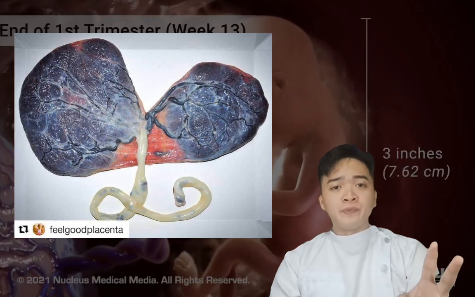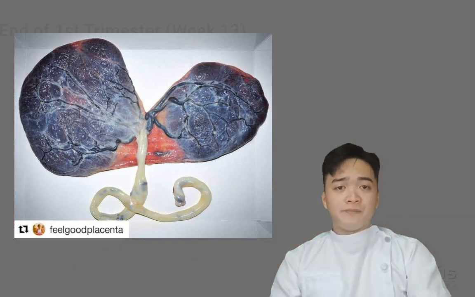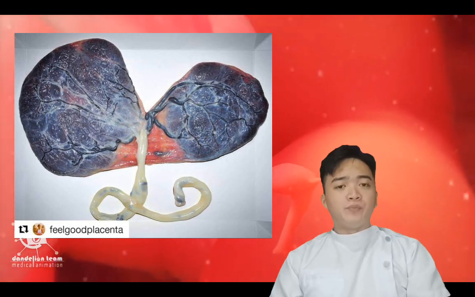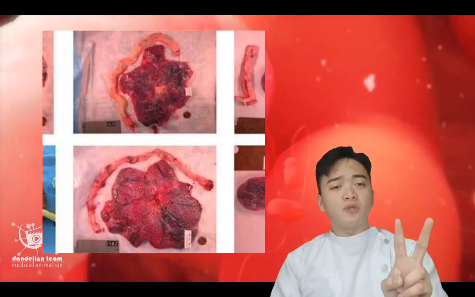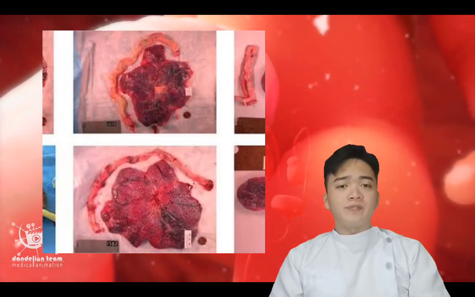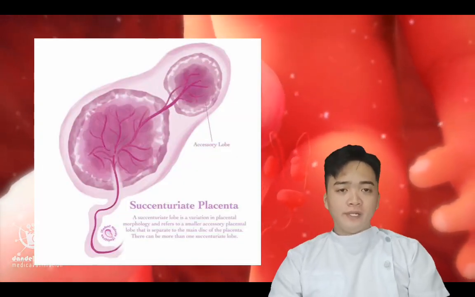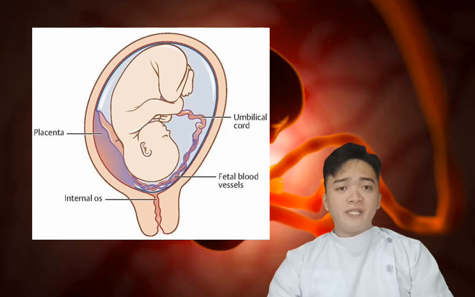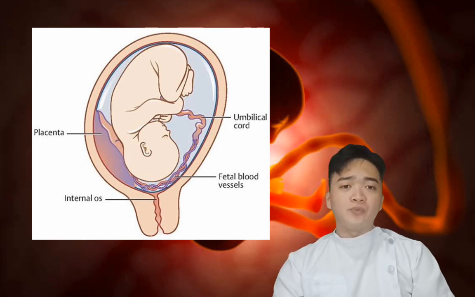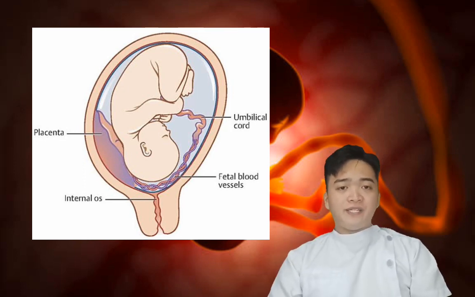For the bilobed, multilobed, or succenturiate placenta, in this case, your placenta can form two lobes, which is called a bilobed placenta. Rarely, it can form more than two lobes, which is called multilobed. Sometimes, a smaller lobe called a succenturiate lobe forms. So, vasa previa happens if the blood vessels that run between these lobes end up lying over the cervix.